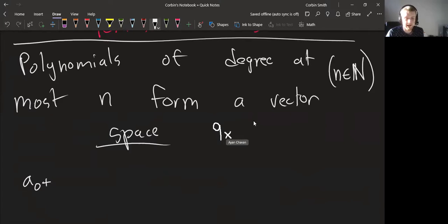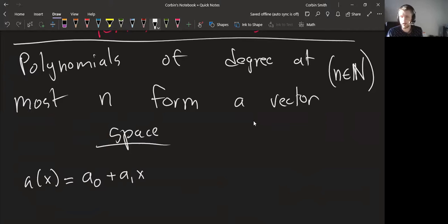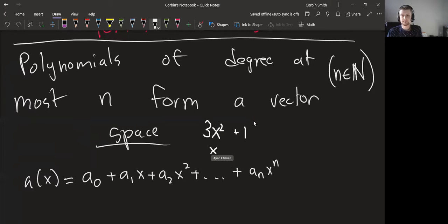Can you tell me what a basis is then? So if ax is a polynomial, what's a basis for a polynomial? Can you think of some simple polynomials that could be a basis? Let me write it this way. Let me think. This is a hint. What about 3x squared plus 1 and x squared minus 1?